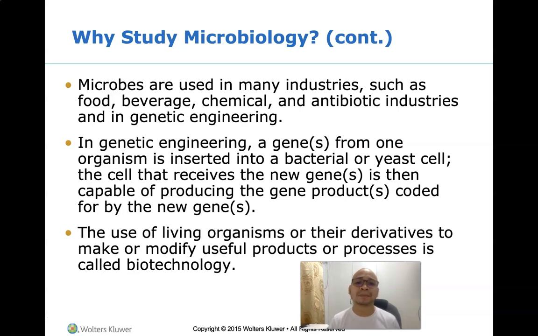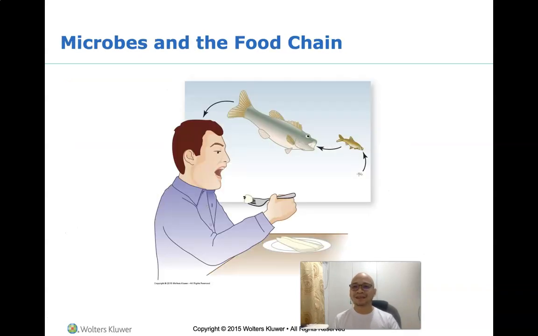And the vector could be a bacterial cell such as Escherichia coli or a yeast cell. And the cell that receives the new gene is then capable of producing new gene products coded for by the new gene. So because of this, we'll now be able to produce insulin, for example. The use of living organisms or their derivatives to make or modify useful products or processes, we call biotechnology. Okay?